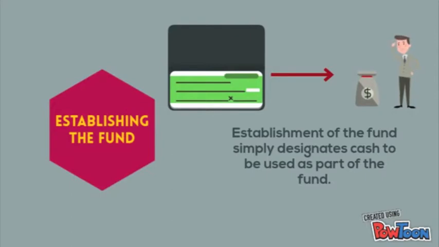It is essential that a journal entry is made to record the establishment of the fund, where petty cash is debited and cash is credited. Essentially, the establishment of the fund simply designates cash to be used as part of the fund, as total assets at this stage remain unchanged.